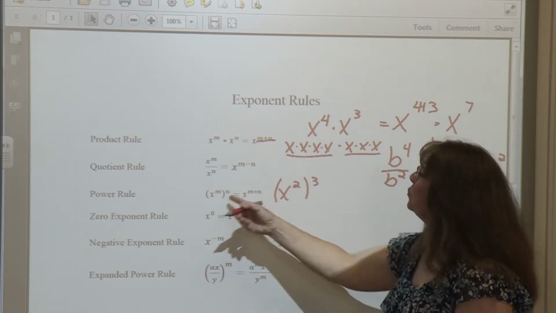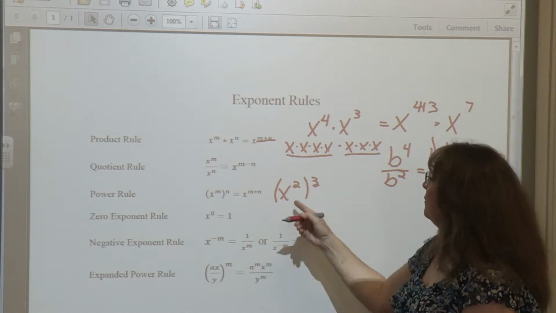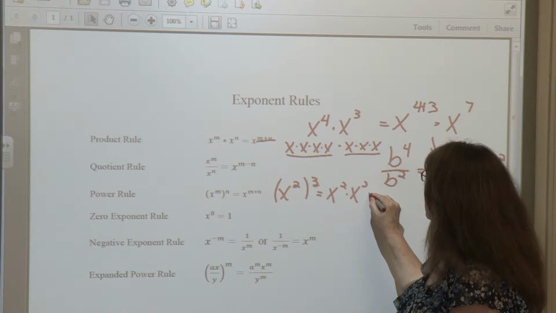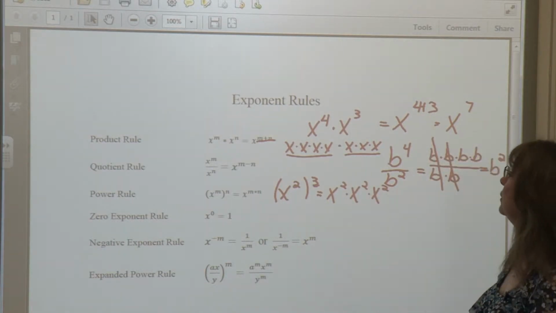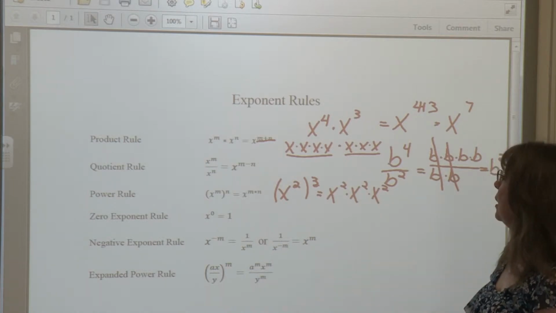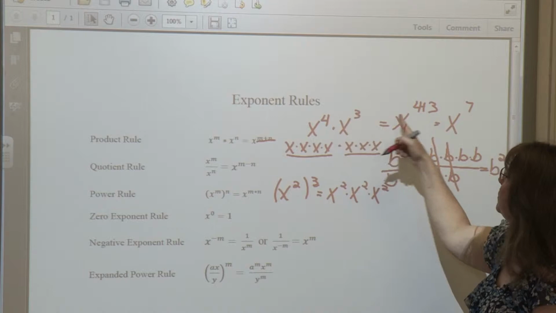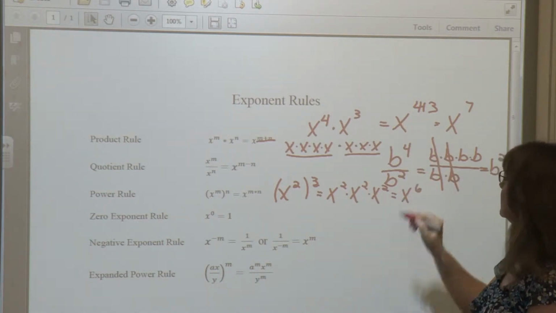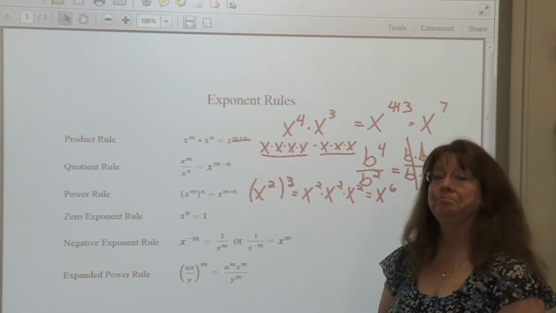But if you forget the rule, go back to what it means for that exponent. I have x squared, and I'm going to multiply it with itself 3 times. X squared times x squared times x squared. If you multiply it with itself 3 times, that means I'm going to go back and use that product rule, add my exponents up. 2 plus 2 plus 2 gives me x to the 6th. The same thing I'd get if I multiplied these exponents.